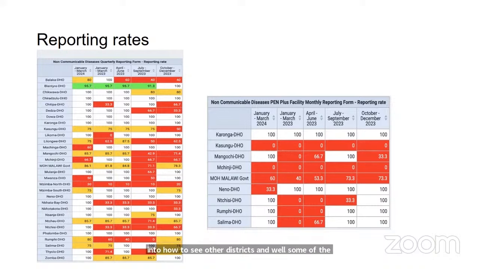On my right-hand side is the 10 plus. For the 10 plus, we have to exclude Mzimba, and we have to exclude Kasungu and Mchinji as they are yet to roll out. But the rest of the districts, Karonga, Mangochi, Mzuzu, Chitipa, Rumphi, and Salima, these are the districts that we have now established 10 plus. And we're looking forward to scaling up.